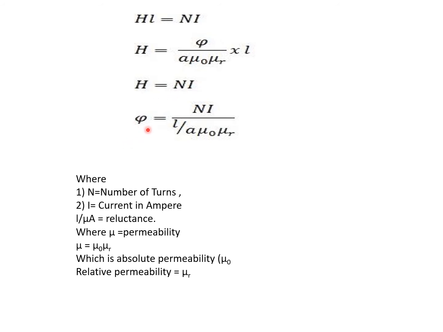So finally what we are getting, phi is equal to Ni upon L, divided by A mu 0 mu r, where mu is the permeability, mu is equal to mu 0 mu r, which is the absolute permeability. त्याच्यानंतर काय आहे, relative permeability is equal to mu r. आता ही जी टर्म आहे ना, रिलक्टन्स, ही जी पूर्ण टर्म आहे ना, this is the reluctance L upon mu A.